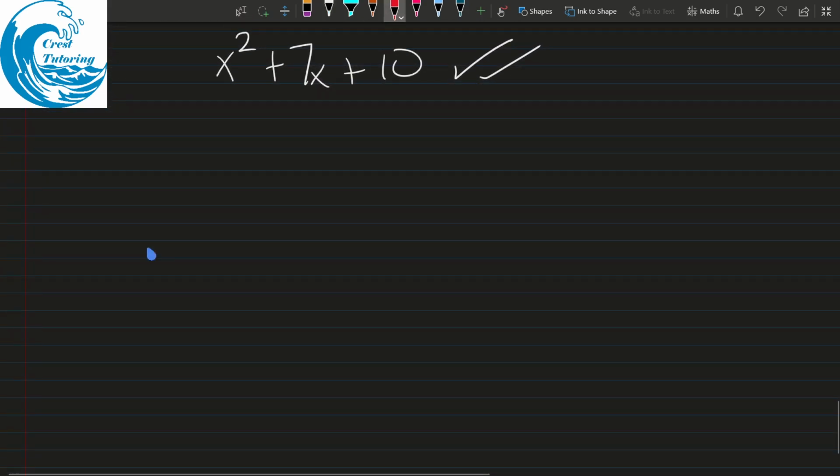So next in we will do the simultaneous equations.